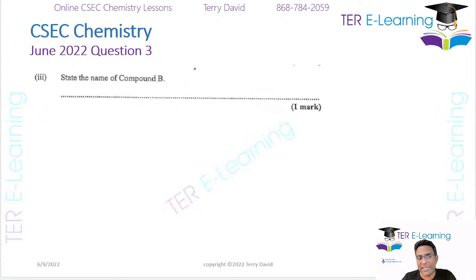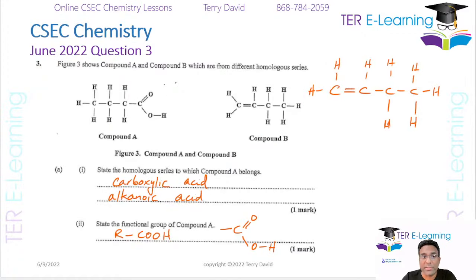Now, I'm gonna tell you something and some of you are gonna be disappointed, right? Some of you would have just put butene as your answer. CSEC is going to give you that wrong, right? What you're going to have to do, you need to state the position of the double bond. To do that, you have to number your carbon atoms. So let's start from one end. It doesn't matter which end you start from. 1, 2, 3, 4. So therefore, my double bond is actually bonded to my first carbon and second carbon.